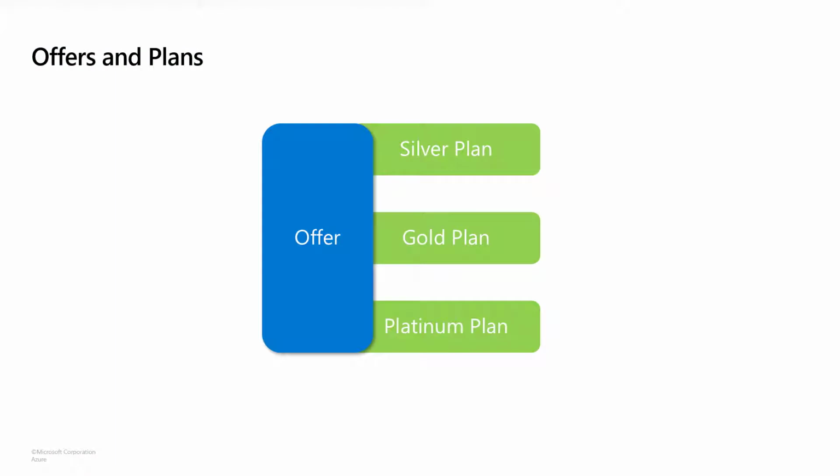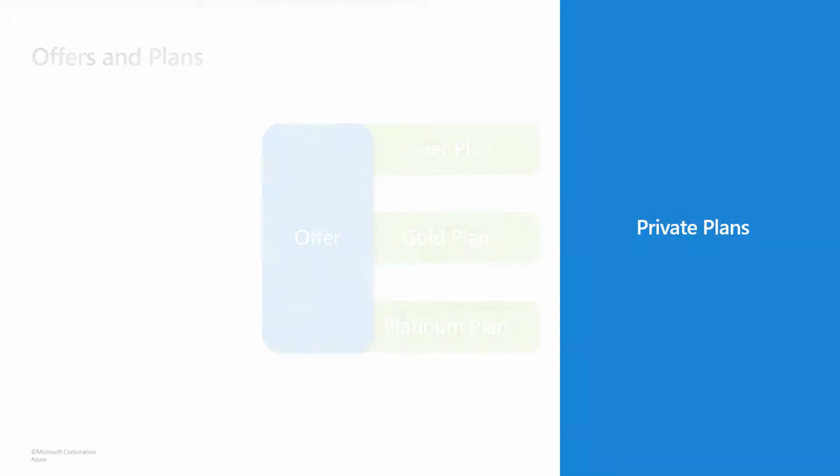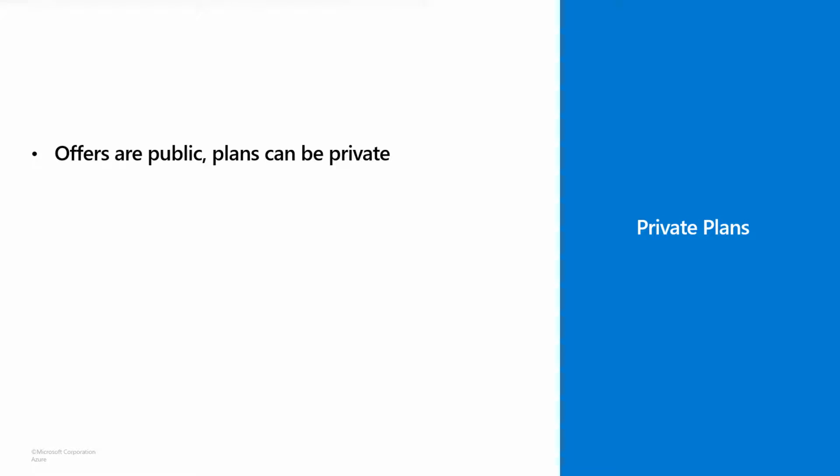A typical SaaS offer has at least one plan that can be subscribed to. Now, it's common to have multiple public plans representing different versions of your product or solution. I like to think of a silver, gold, platinum model. Just makes things easy for me. Now, while offers are always public, a plan can be public or private. And when a plan is private, that means it's only available to customers you designate.